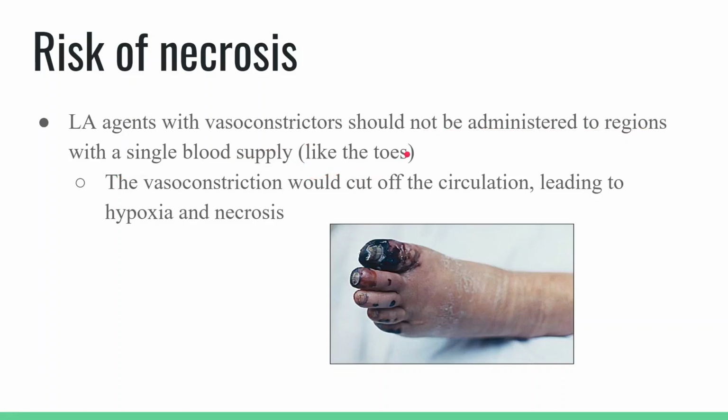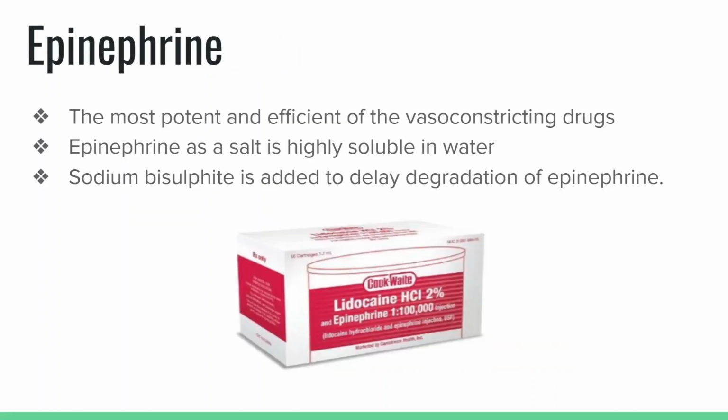Why? Because if you're vasoconstricting that region, you're going to basically cut off the blood supply completely, and this is bad. You're going to cause ischemia and necrosis, which is, we're all familiar with what necrosis looks like. You definitely don't want that to happen. All right, so be careful when administering these agents into the regions with a poor blood supply or a single blood supply.